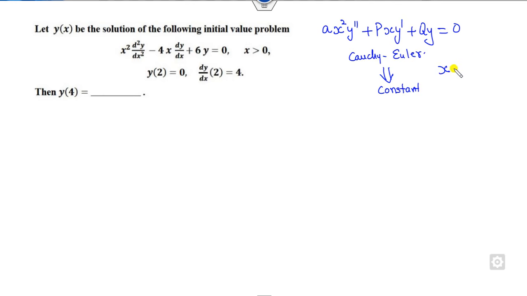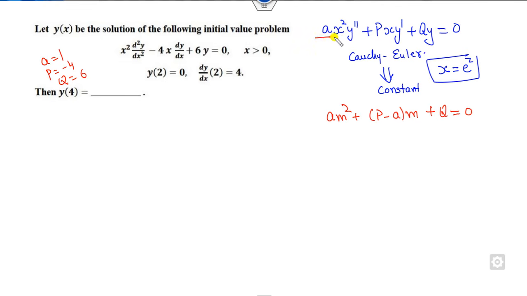How can you do this? Take x = e^z, but there is no need for that. I can simply tell you the shortcut trick. The auxiliary equation will be a·m² + (p − a)·m + q = 0 always. If you compare, a will be 1, p will be −4, and q will be 6.